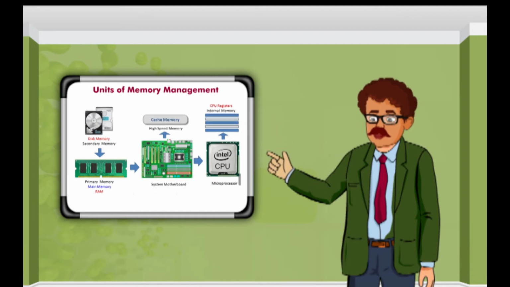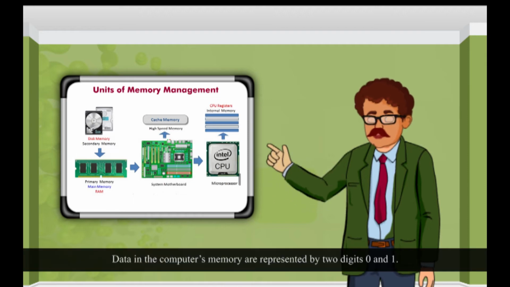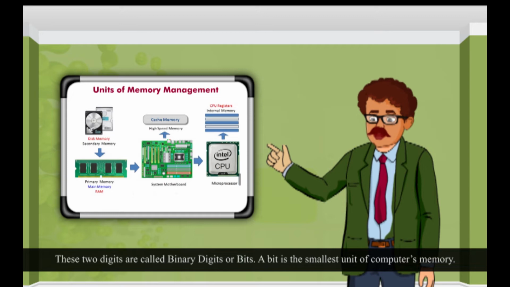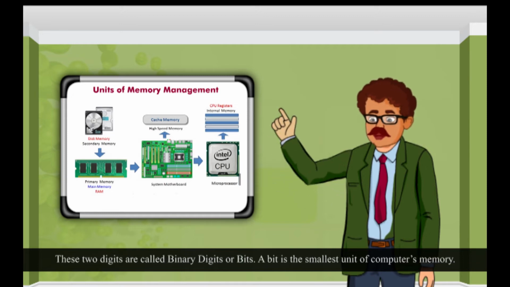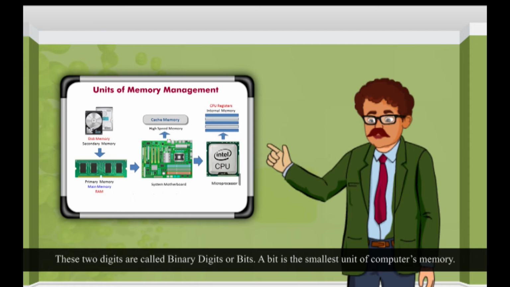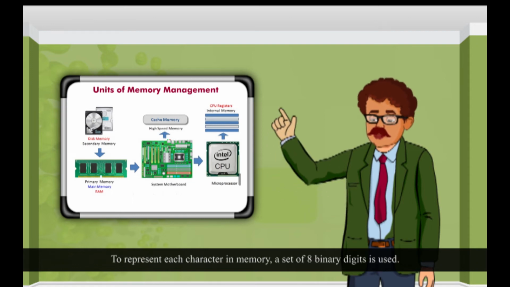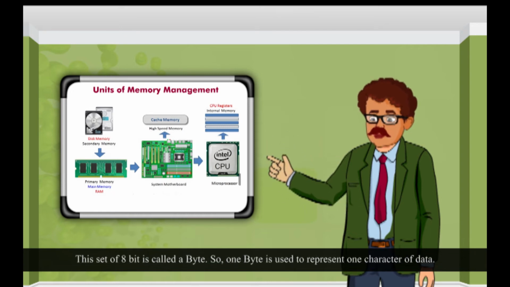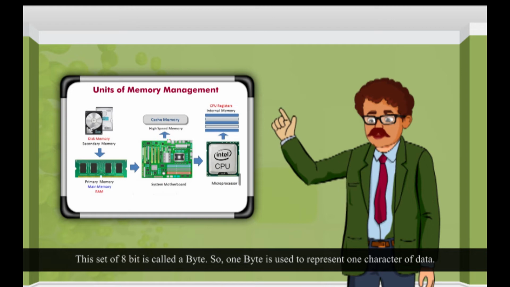Units of memory management. Data in the computer's memory are represented by two digits, 0 and 1. These two digits are called binary digits, or bits. A bit is the smallest unit of computer memory. To represent each character in memory, a set of 8 binary digits is used. This set of 8 bits is called a byte. So, 1 byte is used to represent one character of data.